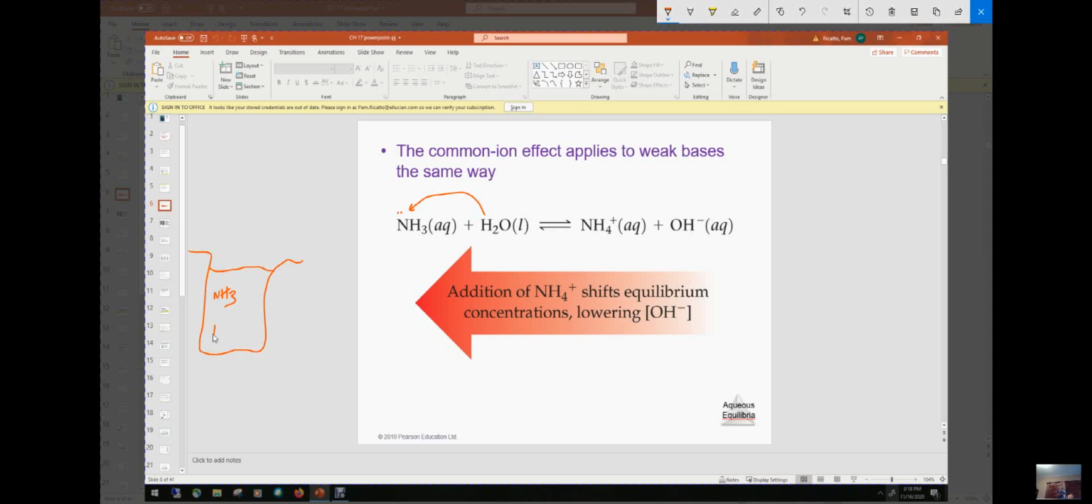So Kb means that it's a weak base. So it doesn't go all the way to the right, so I don't get 100% ammonium ions, I'm still going to have some leftover ammonia. In fact, that's going to be the majority. So my equilibrium is, I've got both of these in solution. Okay? All right, well, let's disturb the equilibrium.